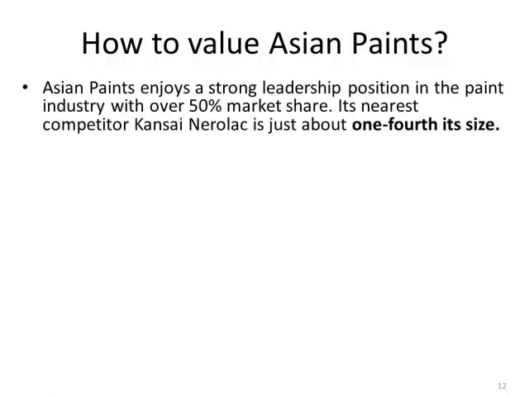So let's now think about, based on what we've seen in the financial highlights, what is the best way to value this company? The first thing to note is that Asian Paints enjoys a strong leadership position in the paint industry. It has over 50% market share. Its nearest competitor, Kansai Nerolac, is just about 1/4 of its size. So we inferred earlier that, given its large market share, it's also going to be the largest company by a fairly wide margin, and this turns out to be the case.